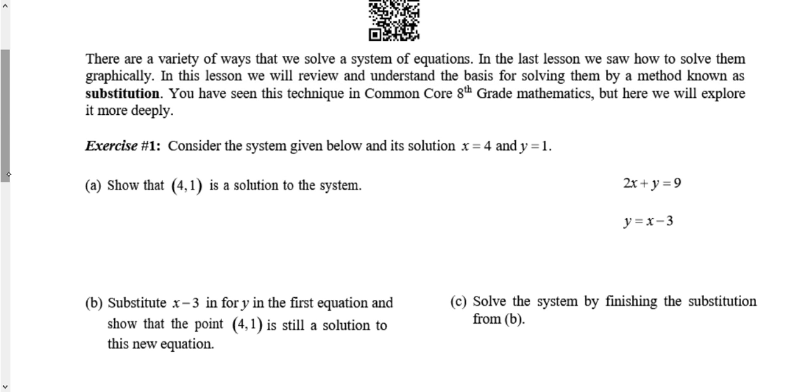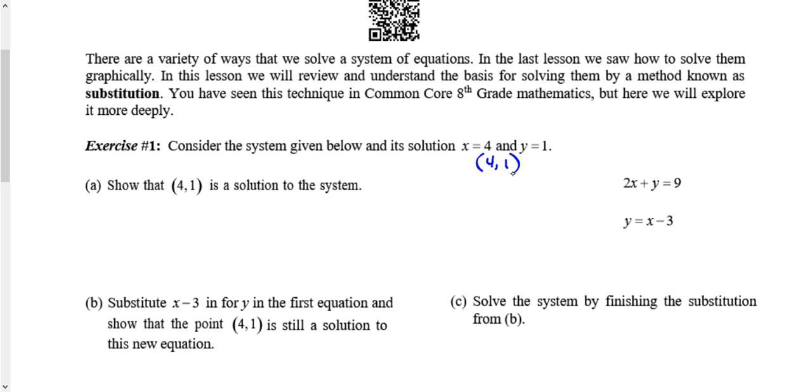Anyway, you know that whenever two things are equal, you can replace one with the other, right? It's just whenever they're equal. So that's what we're going to be doing, that's all. Consider the system, and here's its solution: x equals 4 and y equals 1. In other words, 4 comma 1. So that 4, 1 is a solution.